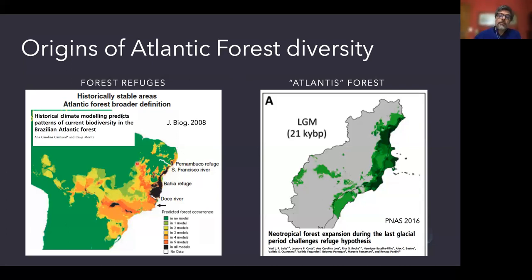An alternative idea was proposed by our group in 2016, which we call the Atlantis forest hypothesis. Instead of a contraction of ranges and population reduction during the glacial period, we observed, both using genetic data and distribution modeling, that for the species that we examined, we saw signs of expansion during the glacial period, which is sort of a paradox. So instead of refuge, we propose that the species ranges actually expanded during the glacial period.